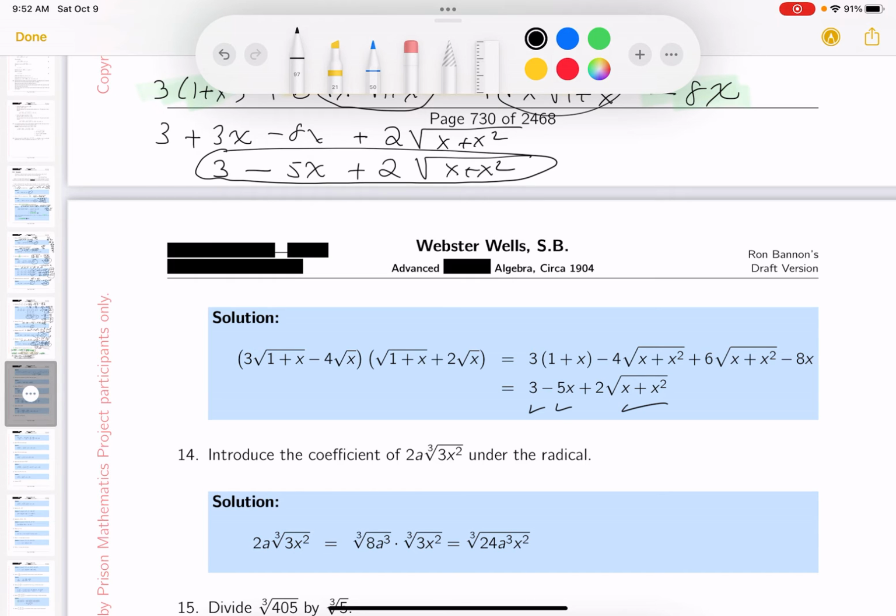This one says introduce the coefficient. I want to remind you what that means. This is the coefficient, and I got to bring it on the inside. So let's do it. How am I going to do that? One step at a time.